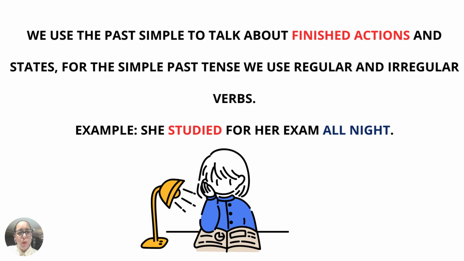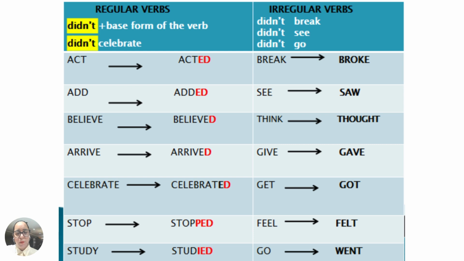As I told you before, we use the past simple to talk about actions that started and finished at a certain time in the past. For the simple past tense, we use regular and irregular verbs too. In this example, you can see the verb studied. This is the past tense of the base form of the verb study. And this is a regular verb. She studied for her exam all night. In this slide, you can see a short list of regular and irregular verbs.